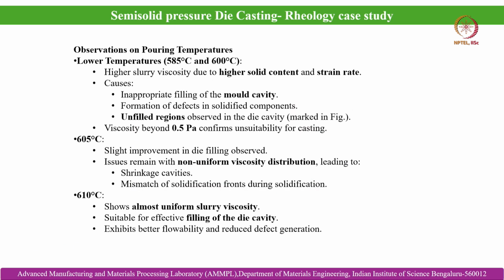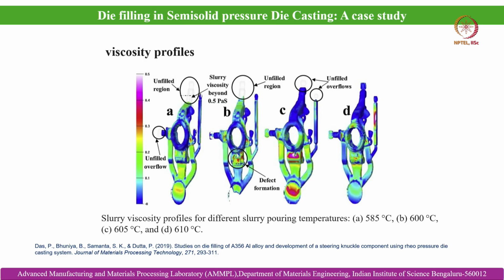So these are the observations. At lower temperatures, that means in case of 585 and 600 degrees centigrade, higher slurry viscosity is observed within the die cavity, component cavity. That means in case of A and in case of B, you can see, as we have seen earlier, that there are several unfilled regions, and the viscosity evolution is also quite high in these regions. So you can see that localized viscosity evolution is observed in this case in leg 3, which basically gives the reasoning behind defect formation.